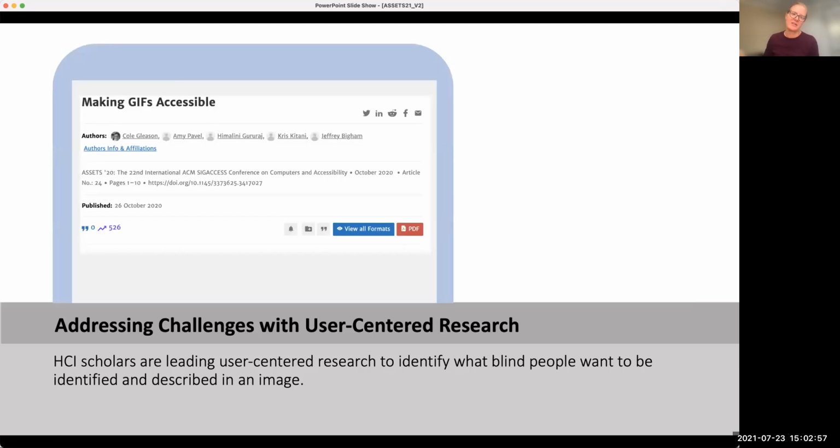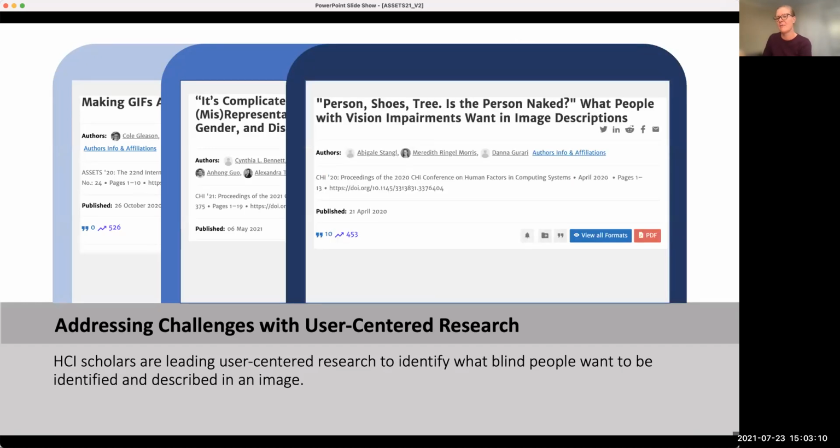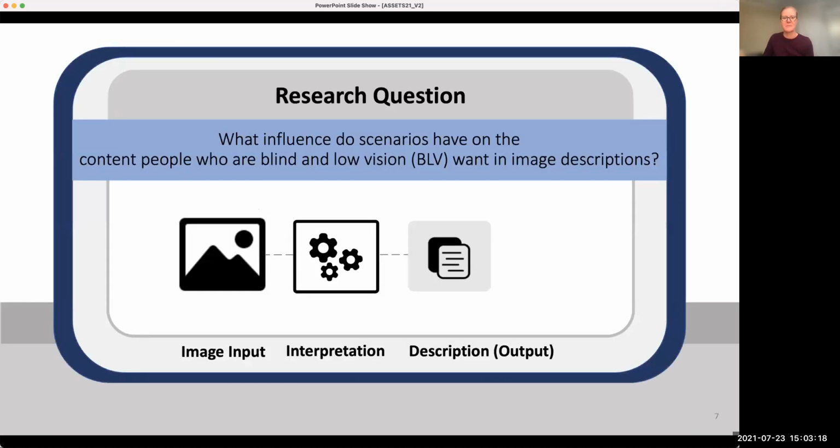Some of these focus on specific media types including GIFs, which Cole Gleason has explored. Cindy Bennett has focused on different content types, including race, gender, and disability. And my work with my colleagues has focused on really looking at how the source of an image influences a person's content wants. So we extend this prior work and ask, what influence do scenarios as a contextual factor have on the content people who are blind and low vision want in image descriptions?